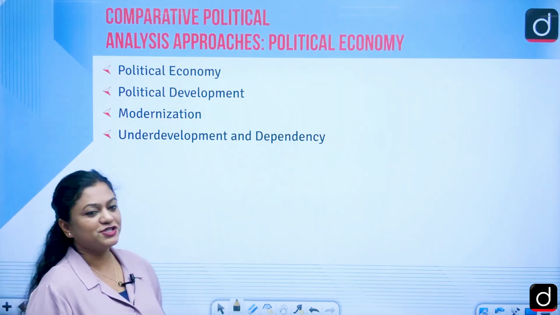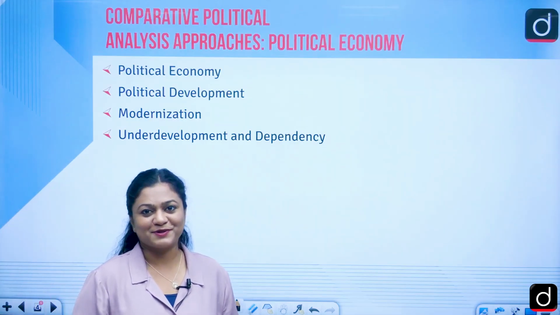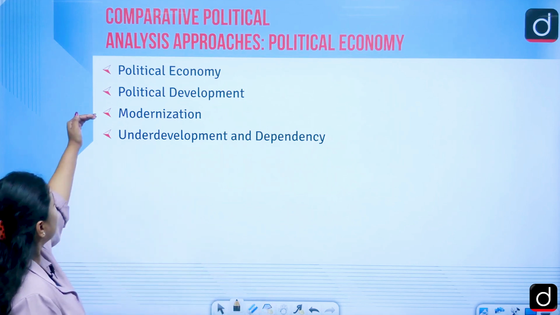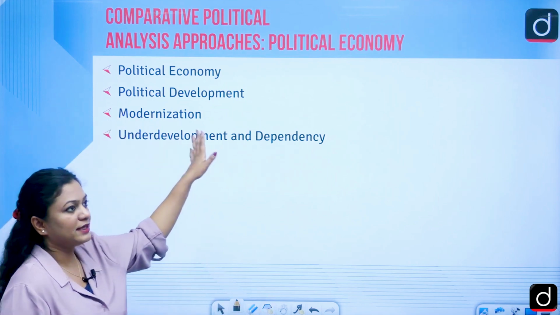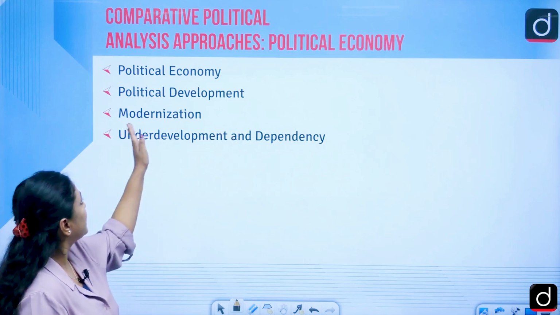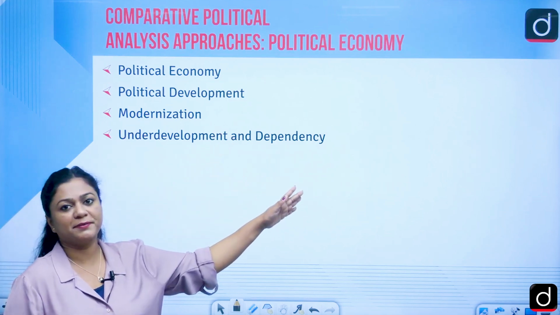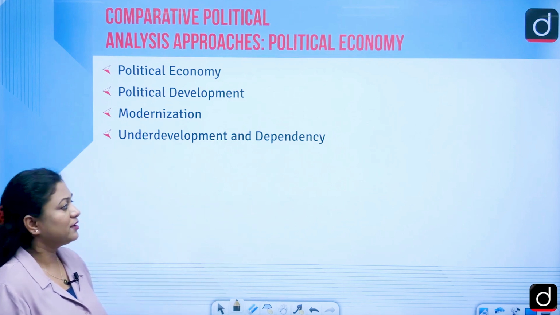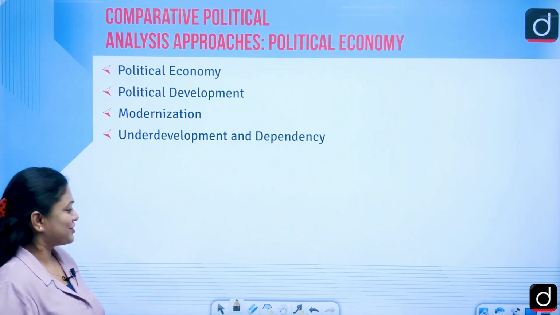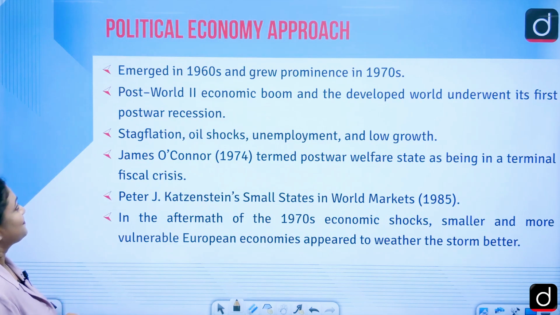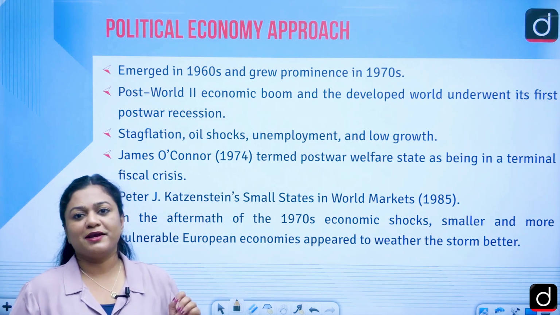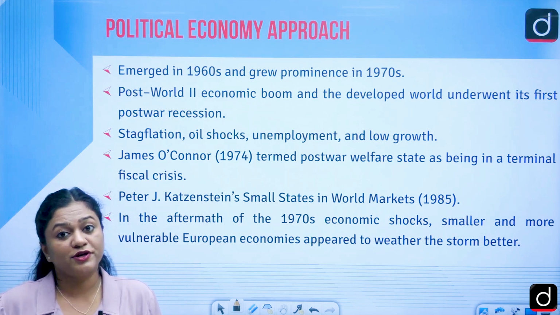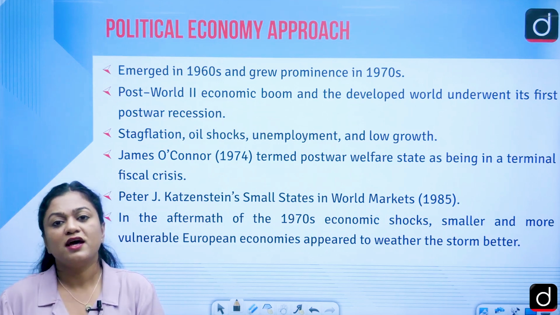Why only one political economy approach? It is because within this approach, you will find various other theories also: political development, modernization, underdevelopment and dependencies. All these theories are part of the political economy approach. The political economy approach emerged in the 1960s and grew in prominence in the 1970s.